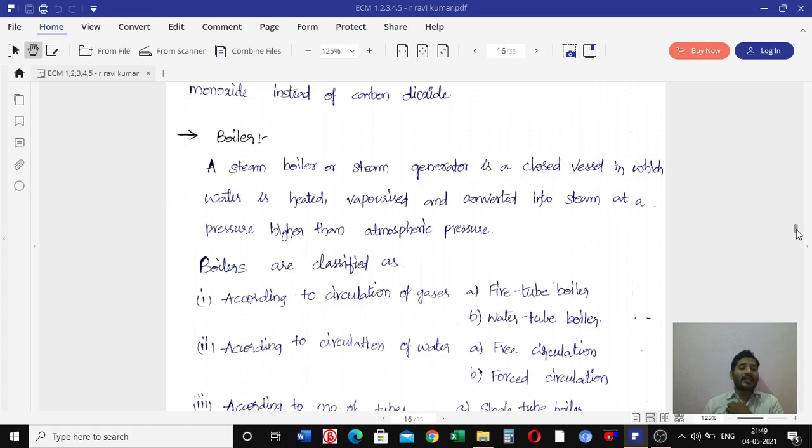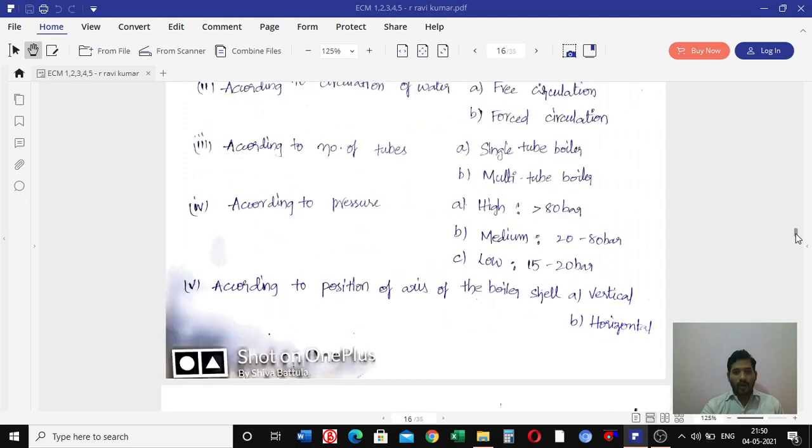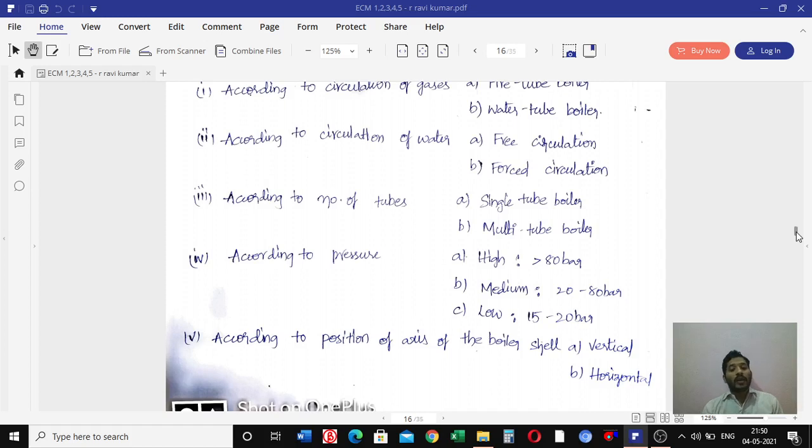So boilers are classified. The first one is according to circulation of gases, in which we use fire tube boilers or water tube boilers. According to circulation of water, it may be free circulation or forced circulation of water. As well as according to number of tubes, it may be a single tube boiler or a multi-tube boiler. And the fourth one is according to pressure.